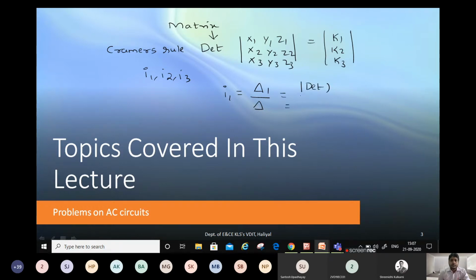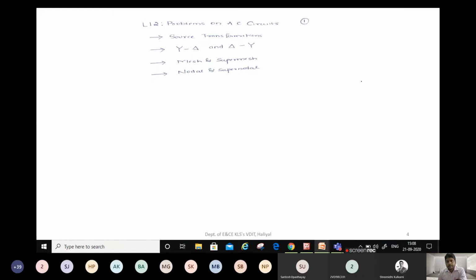Your delta value is the determinant value. In delta 1, if you are calculating I1 or V1, you have to put the first constant in place of the first column. If you are calculating I2 or V2, you put the constants in the second column. Similarly for I3 and V3. I am telling this activity in brief, and it can be understood with the help of a problem, so we shall see that now.